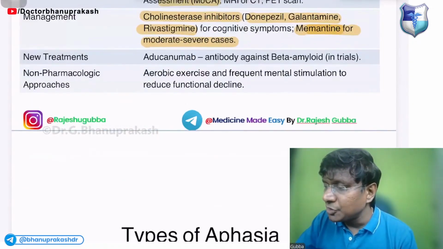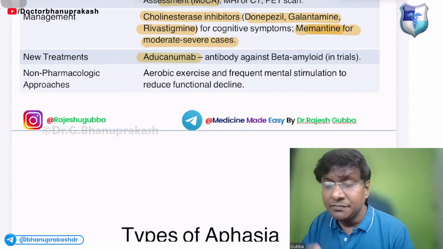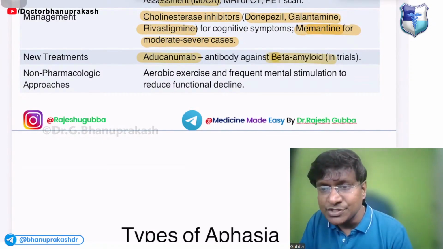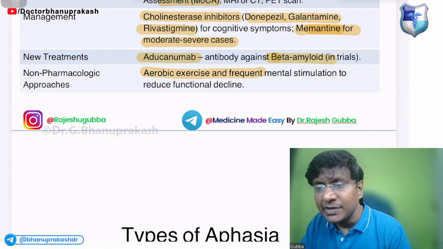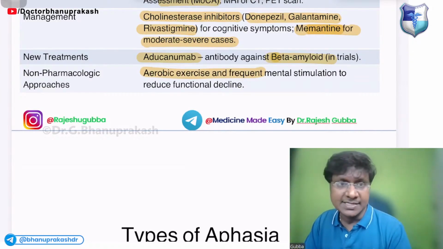What are the new treatment options that you have? The new treatment option is aducanumab, which is an antibody formed against beta amyloid, right? And we have some non-pharmacological approaches also, and that includes doing aerobic exercises and frequent mental stimulation to reduce the functional decline. So that is about Alzheimer's disease.